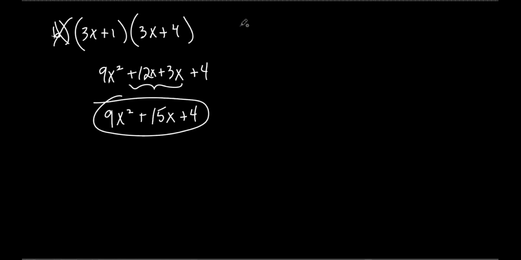with some negatives in it, so we might as well do this one, part C. Everything's been positive. That's been pretty easy. So we got to make sure we can keep track of our negatives here. There it is. 4x minus y times 2x plus 3y. All right, let's do it. FOIL. First, outside, inside, last.